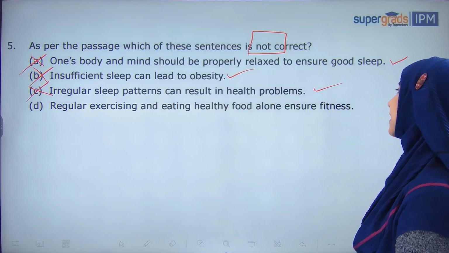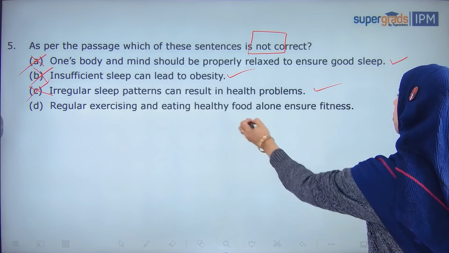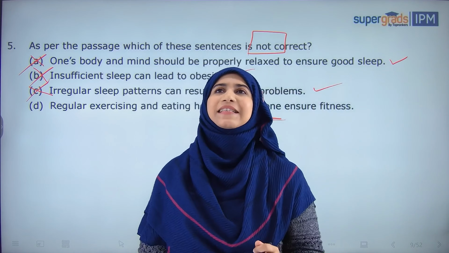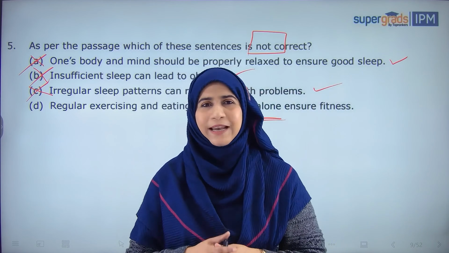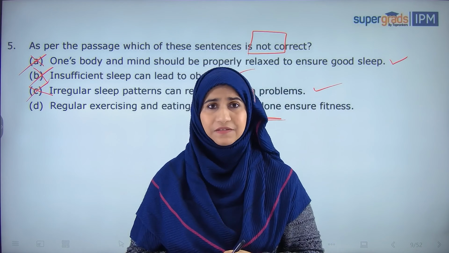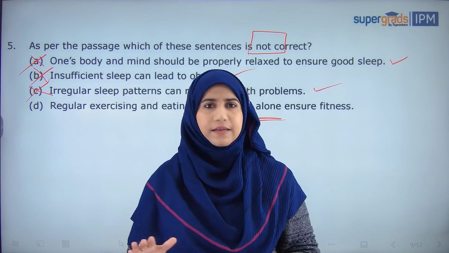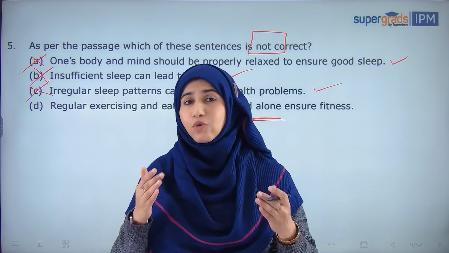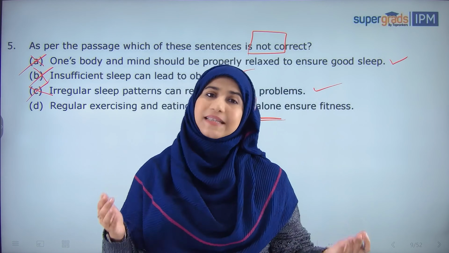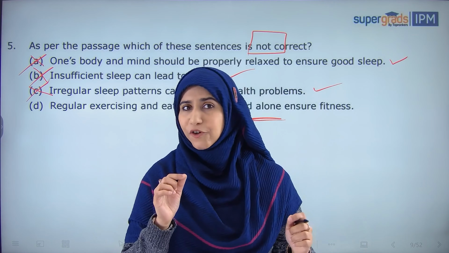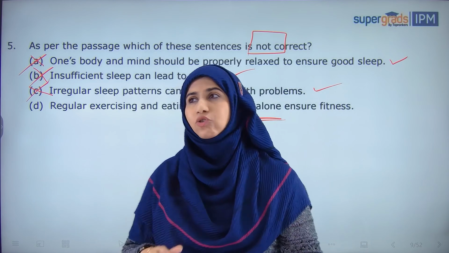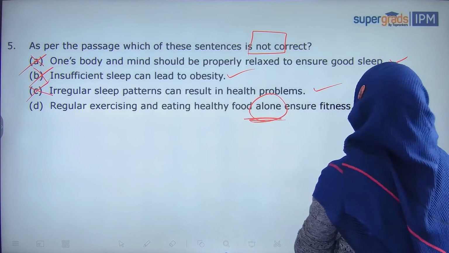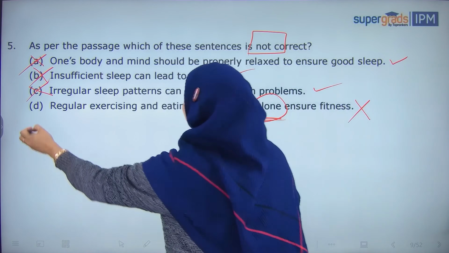Regular exercising and eating healthy food alone ensure fitness. That's wrong. Because this was refuted right in the beginning of the passage, in the very first paragraph, where the writer very clearly said that it is believed that these are the two things, but that's not all. You cannot forget sleep. Quality sleep is important for your fitness and well-being. So you have missed sleep altogether. You said "alone", so that's a problem. So this is wrong. So this is going to be the right answer.